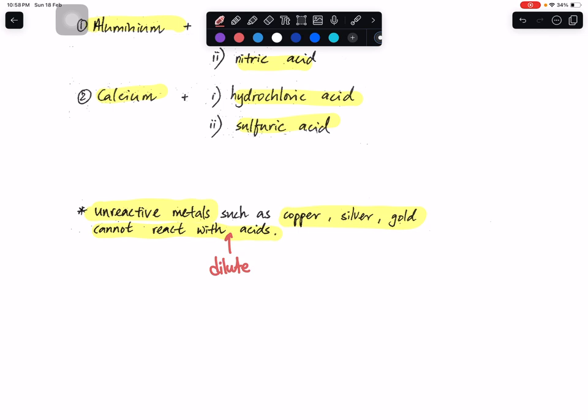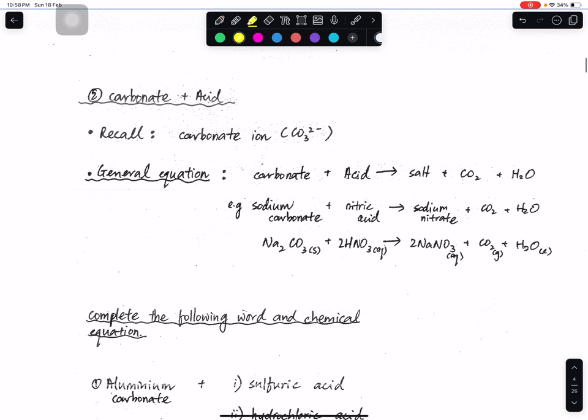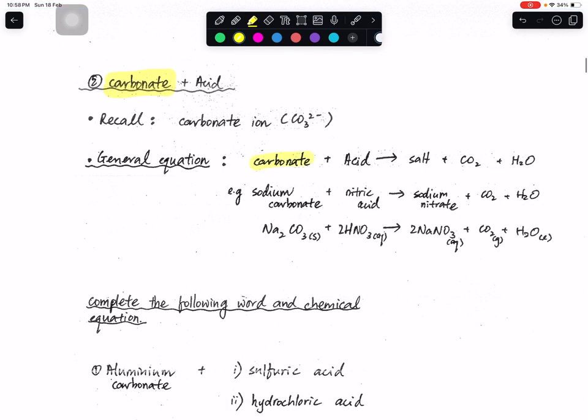Okay, so if all is good, let's take a look at the next equation. The next equation will be on your carbonate plus acid. What happens here is that when you take a carbonate to react with an acid, you'll get salt, carbon dioxide, and water. So same thing, right?